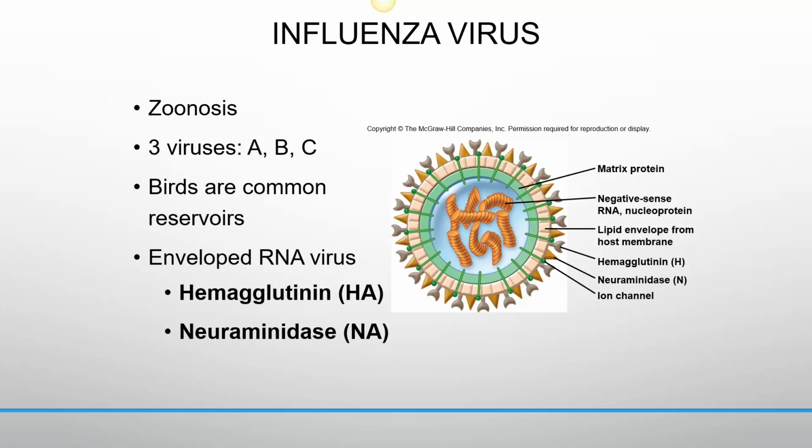The hemagglutinin and neuraminidase groups, which I talked about when we went through viruses, are how we name these viruses. So it's dependent on the number of hemagglutinin and the number of neuraminidase. If we have hemagglutinin 1 and neuraminidase 1, then we have H1N1, and that is the swine flu. So that's how we name these viruses.